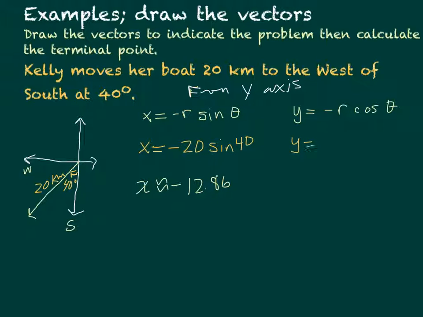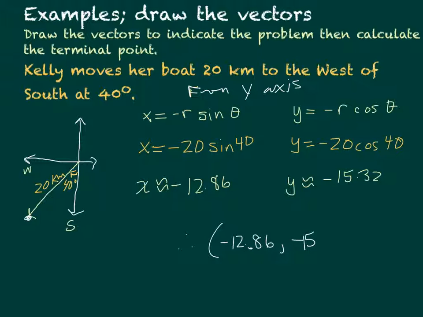And y is going to be equal to negative 20 times the cosine of my theta, which is 40 degrees. So my y will be approximately equal to negative 15.32, depending on how you round, meaning that our terminal point is going to be negative 12.86 and negative 15.32.